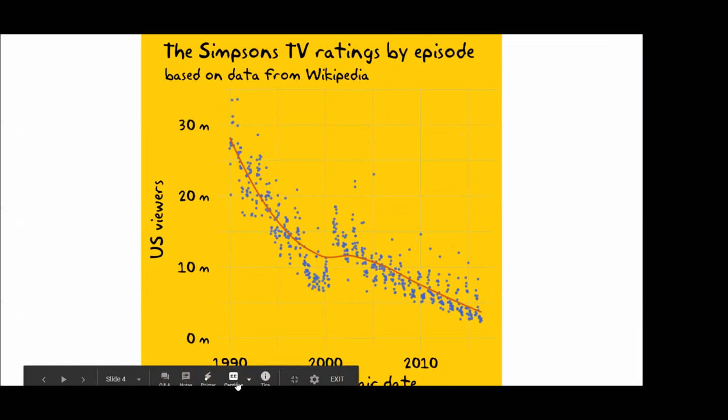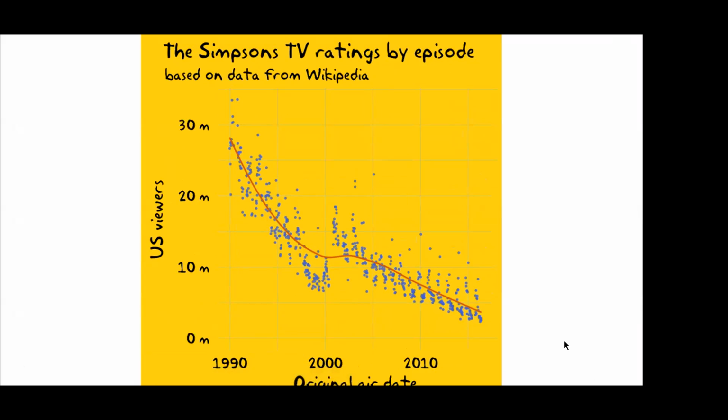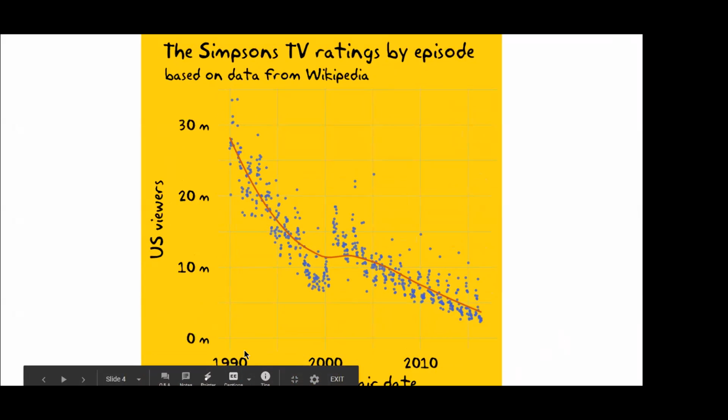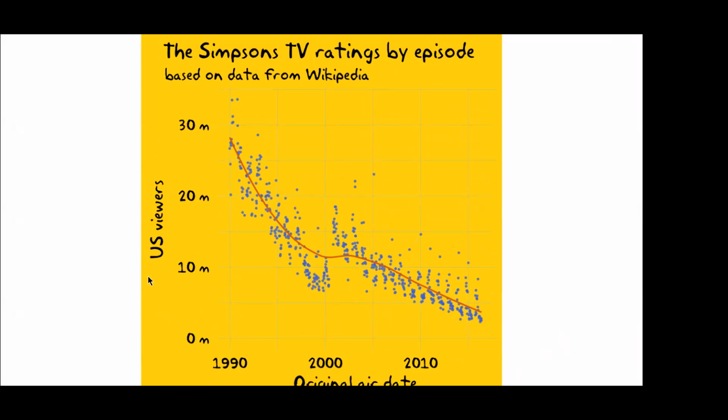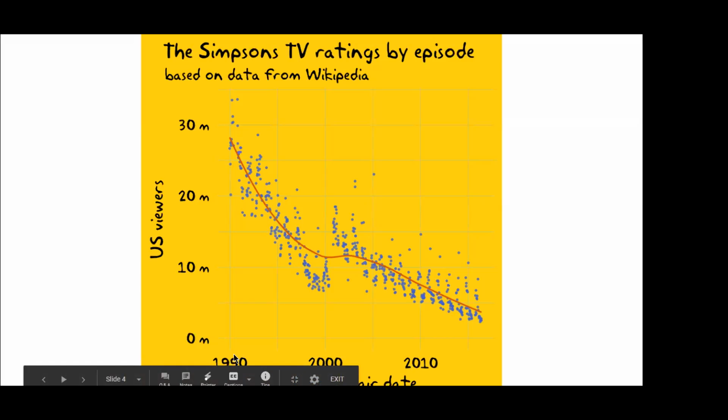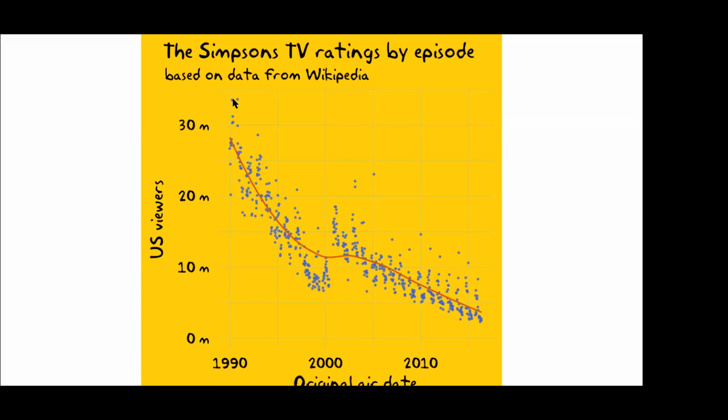On the bottom here, we have the original air date, okay? So we can see that the show started in the 1990s and has been continuing on. And then over here on the y-axis, I have my US viewers. So how many US viewers watched each episode on the original air date? For example, if I take a look at this episode here, whichever episode it was, this dot is telling me that it showed in 1990, and almost 34 million people in the US watched that episode the first time that it was on TV.